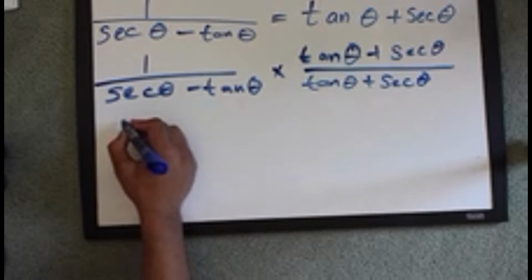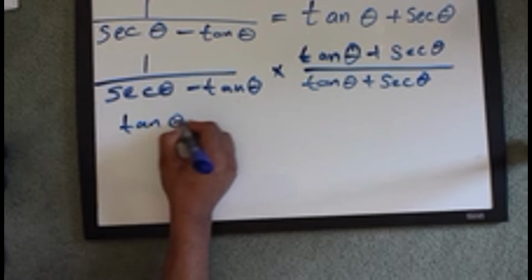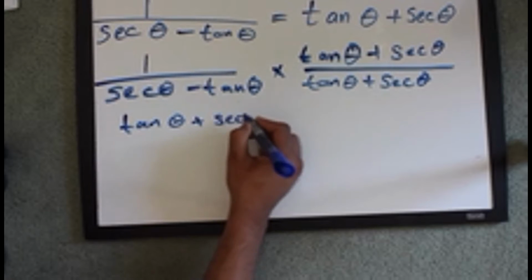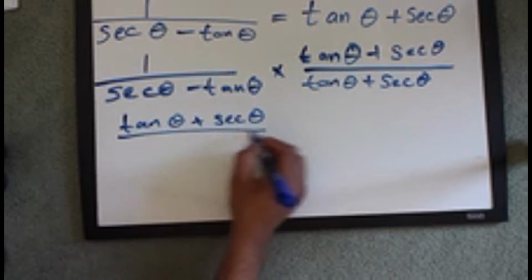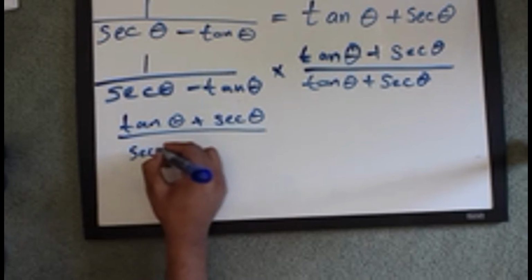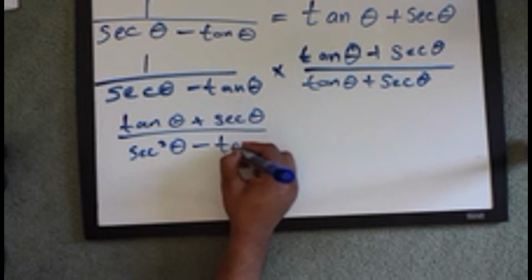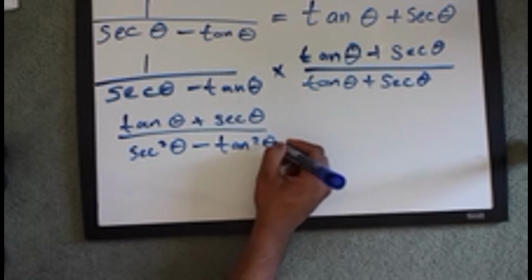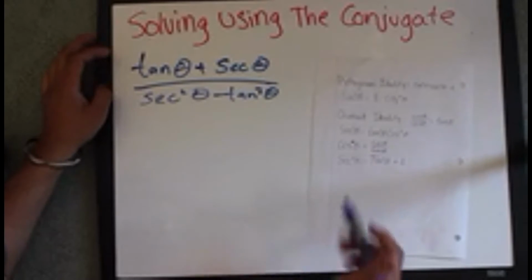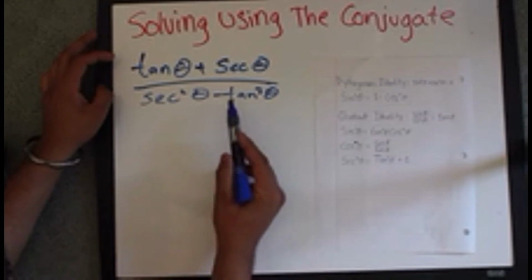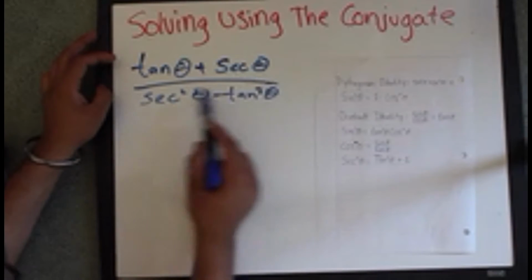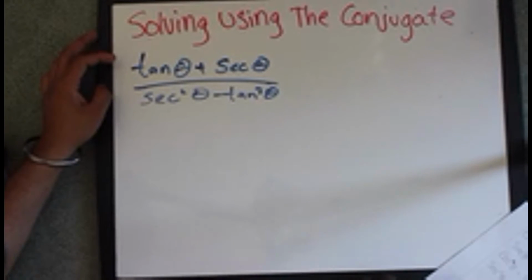So now we get tan theta plus secant theta over secant squared theta minus tan squared theta. So now using the Pythagorean theorem identity, we can replace secant squared theta.